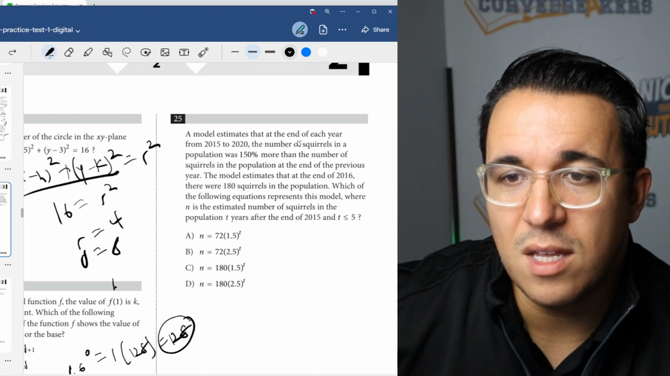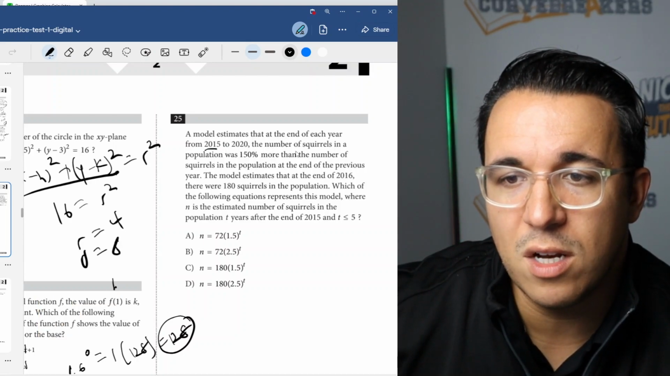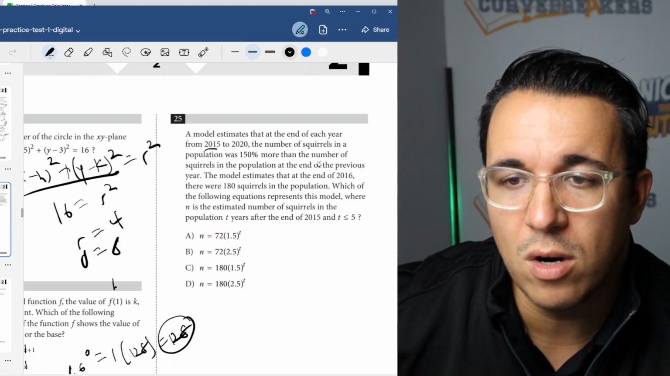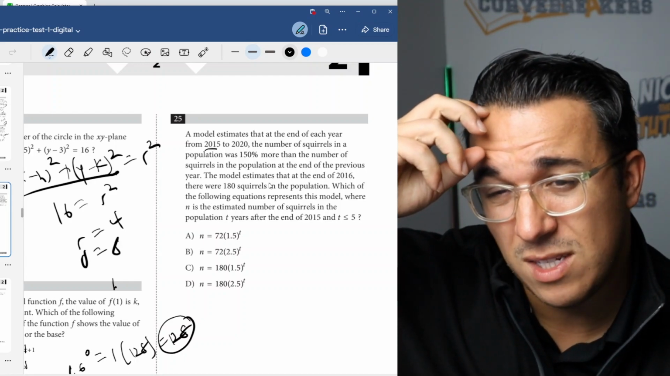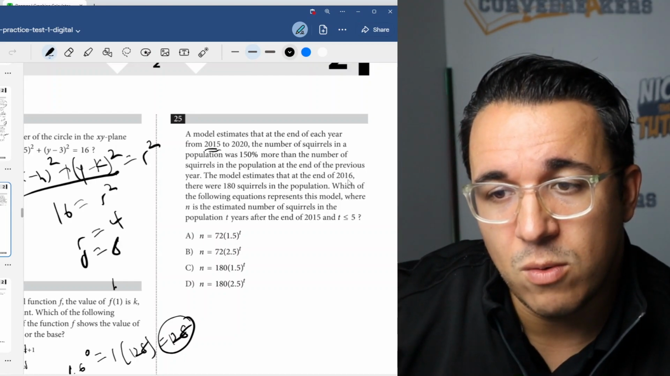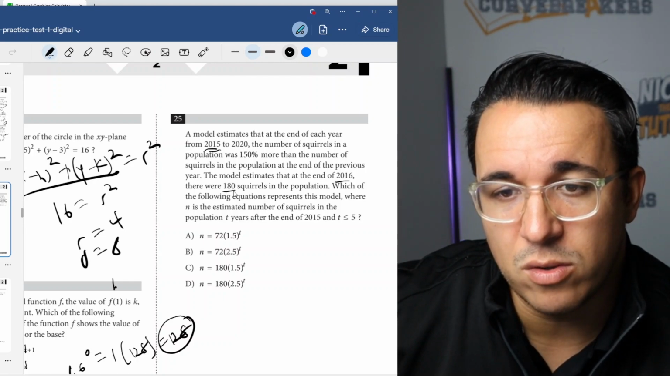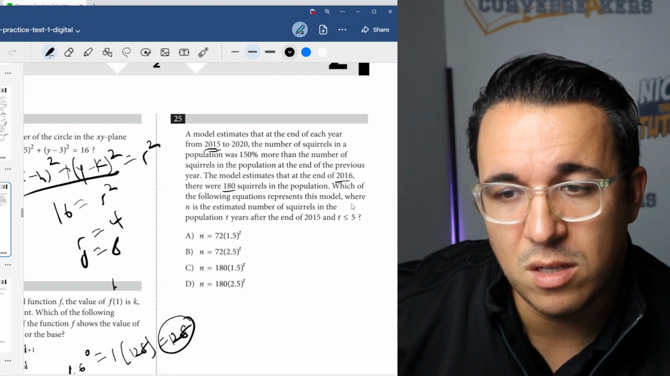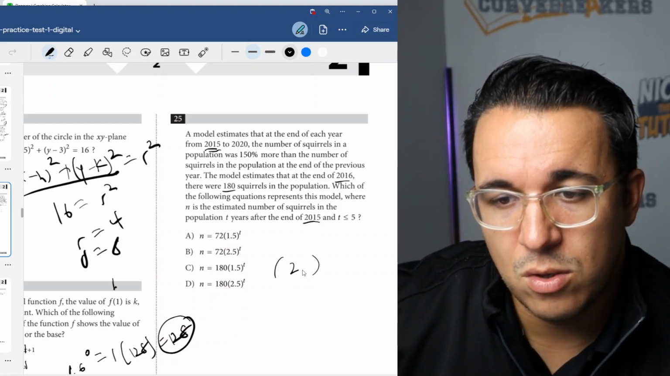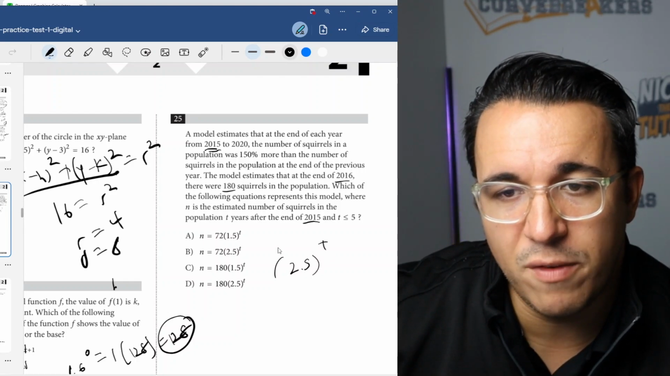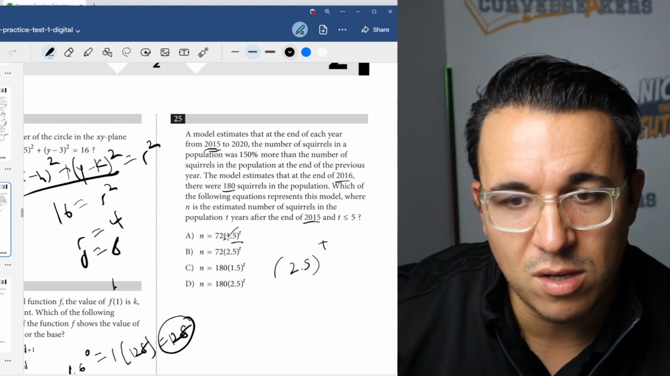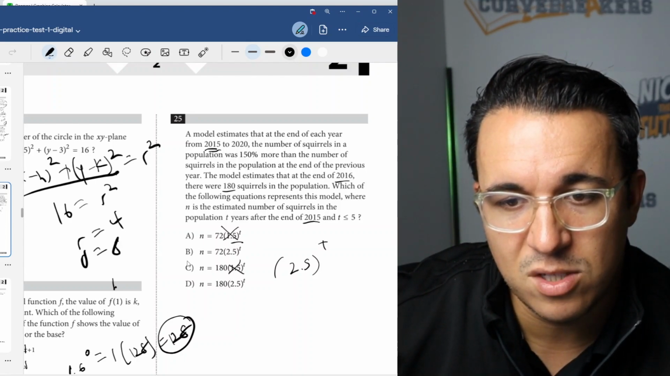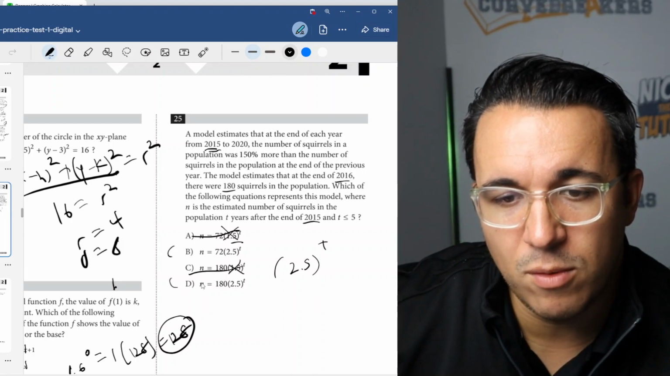A model estimates that at the end of each year from 2015 to 2020, the number of squirrels in a population was 150% more than the number of squirrels in the population at the end of the previous year. The model estimates that at the end of 2016, it's a little bit weird, right? 2016, there were 180 squirrels. So the following equations represent this model where n is the estimated number of squirrels, t years after the end of 2015. So it's going to be 2.5 to the t, right? Because that's 150% more than the previous year, because this would represent a 50% increase. So I'm going to get rid of A and I'm going to get rid of C. Now, the question is, what's up with B and D?